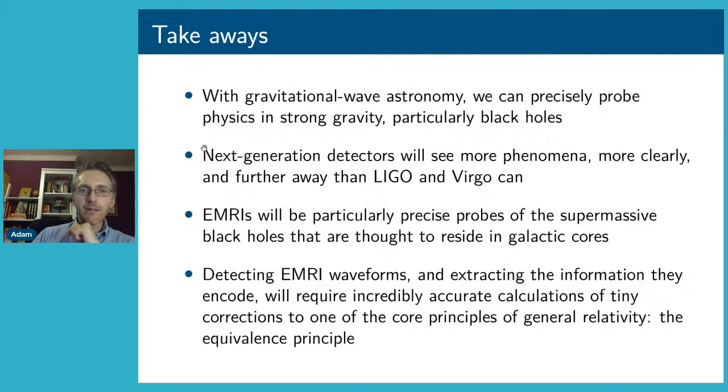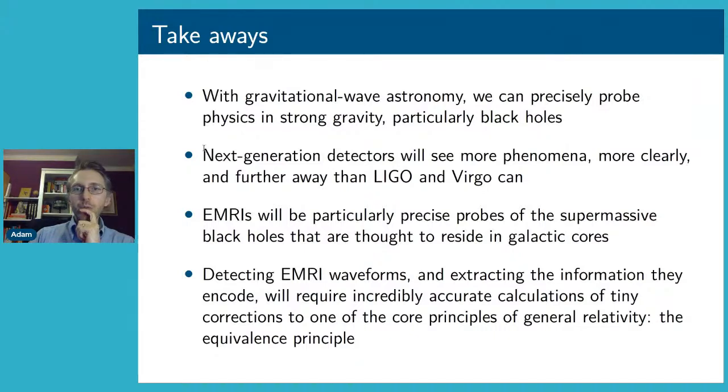Okay, this is what I want you to take away from this talk. We started off asking, what can we see with traditional astronomy? And we can't see a lot about black holes. We can't see a lot about physics in strong gravity. But with gravitational wave astronomy, now we can really, really precisely probe physics in regions of strong gravity, and specifically probe black holes.